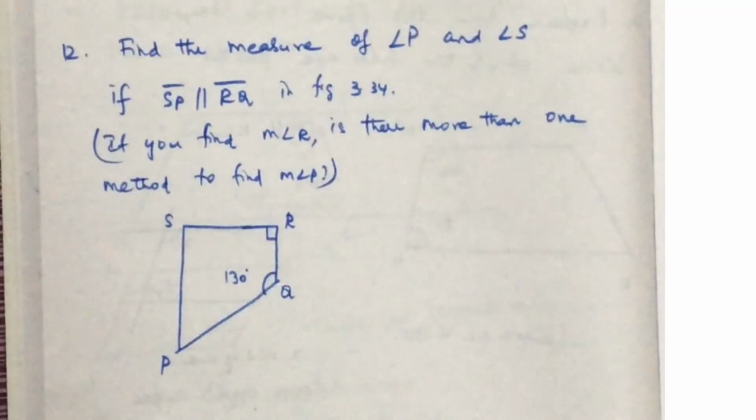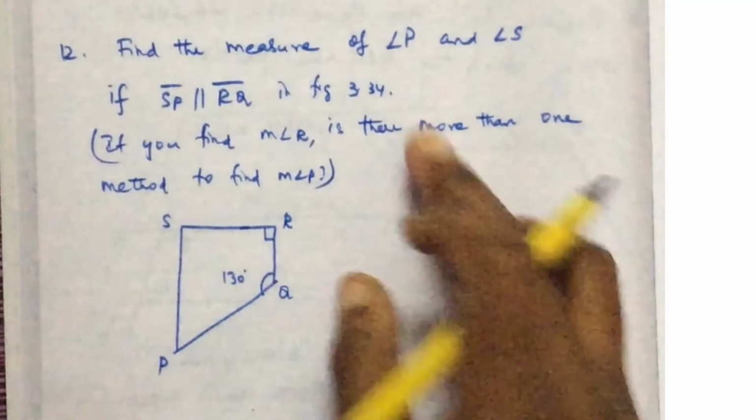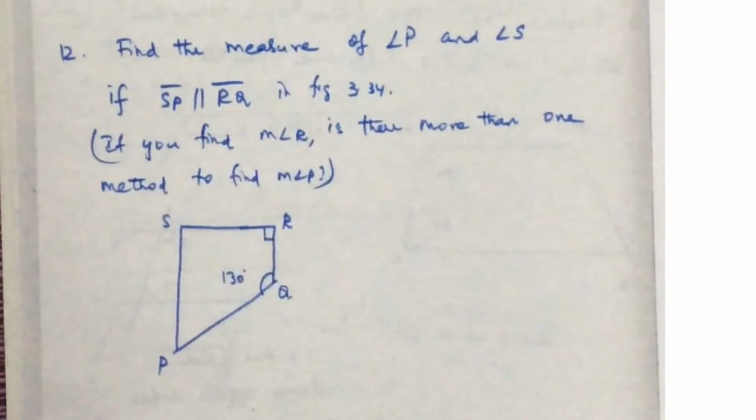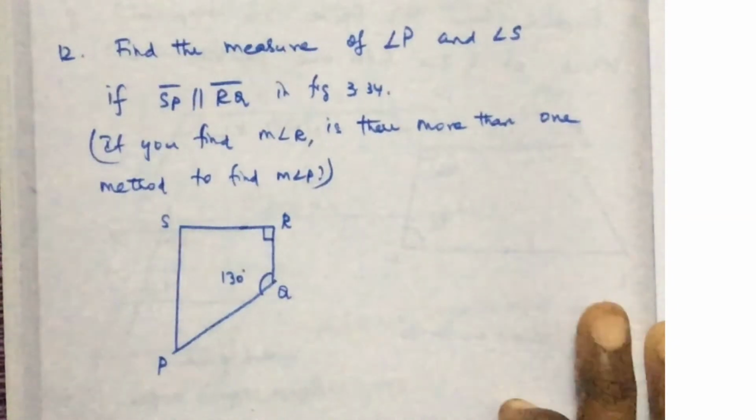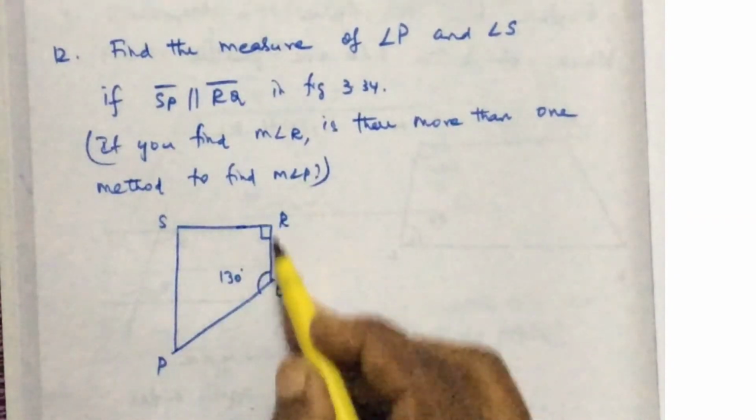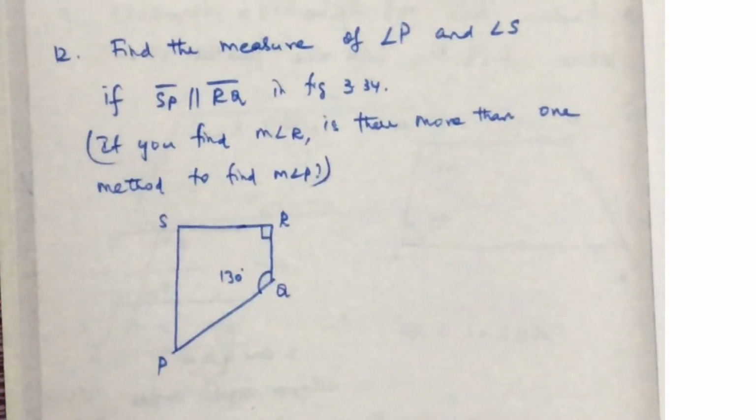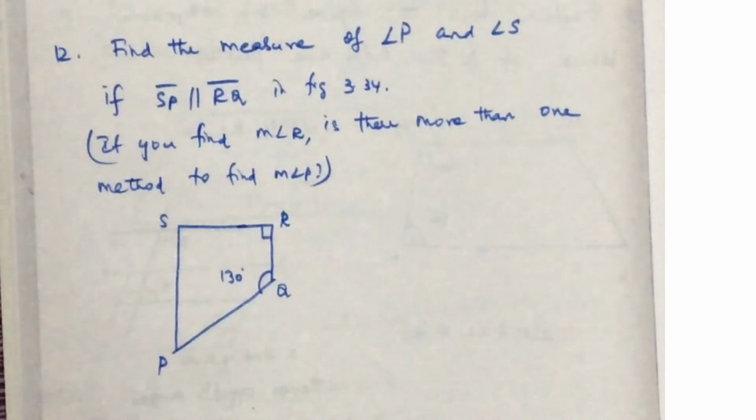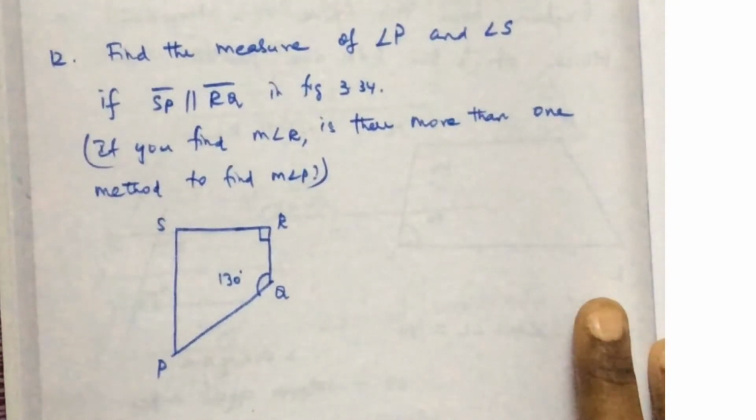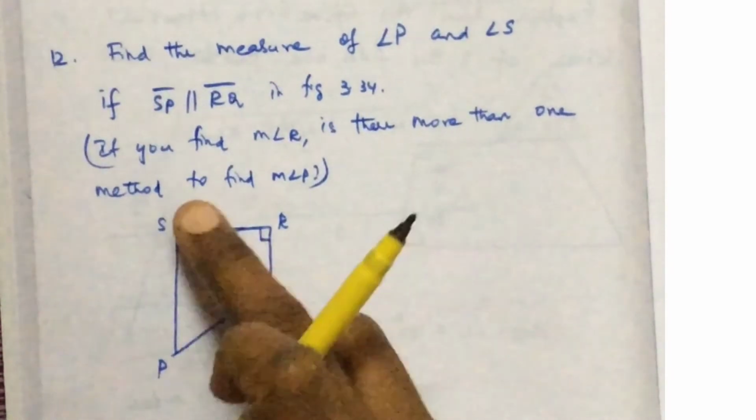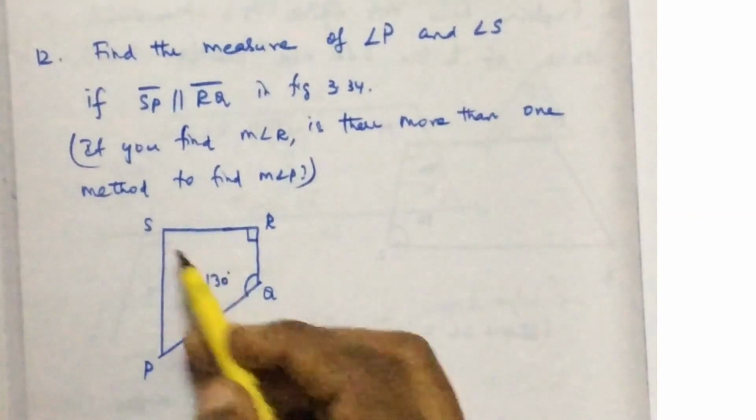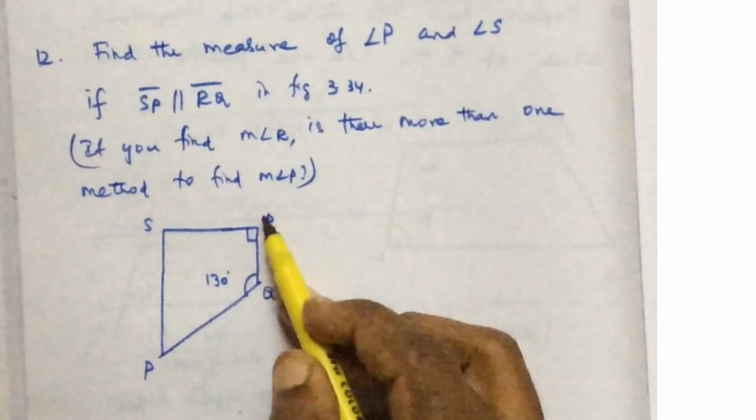The last problem in this exercise: find the measure of P and S if SP is parallel to RQ in this figure. They have already mentioned these two lines are parallel, and they have already given what this angle is. So what I need is to find P and S. First I will start. These two lines SP and RQ are parallel.